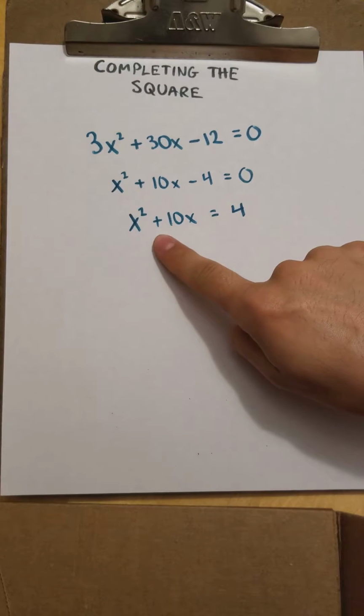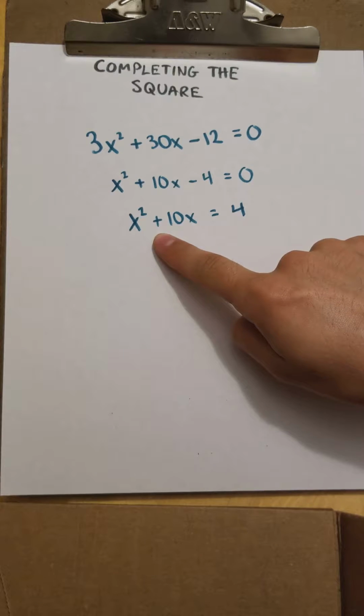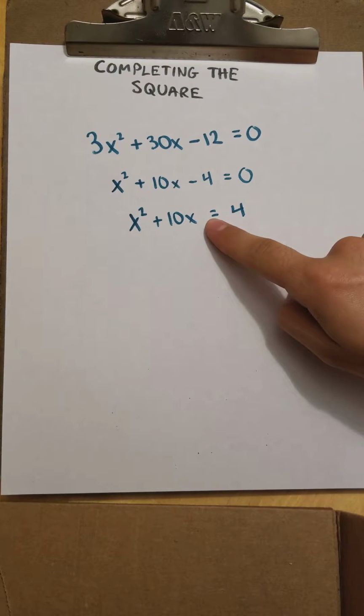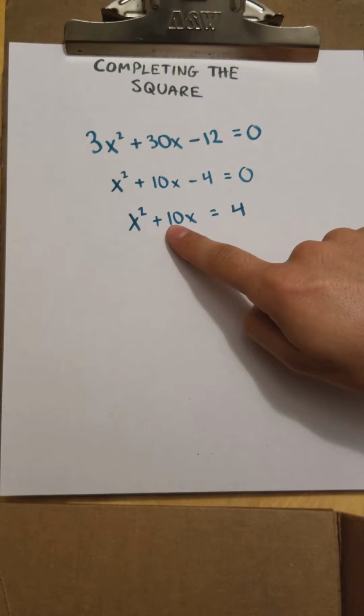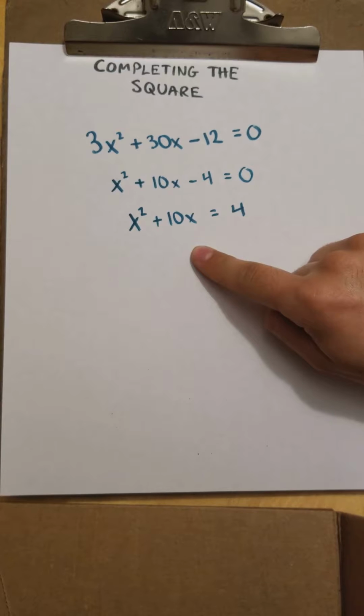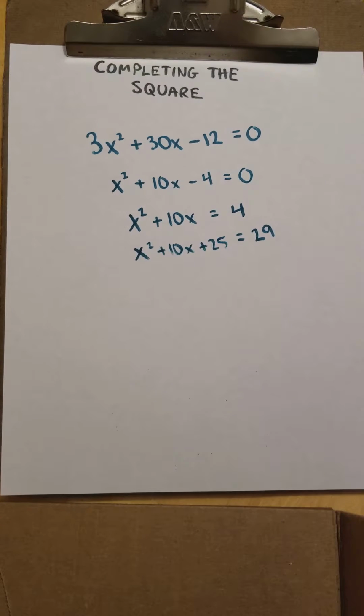x squared plus 10x is not a perfect square trinomial, but if I added the right number, it could become one. The middle number is doubled and the missing number is squared. So half of this is 5, because double 5 is 10, and 5 squared is 25. So I'm going to add 25 to both sides. Now I can collapse x squared plus 10x plus 25 because it is a perfect square.